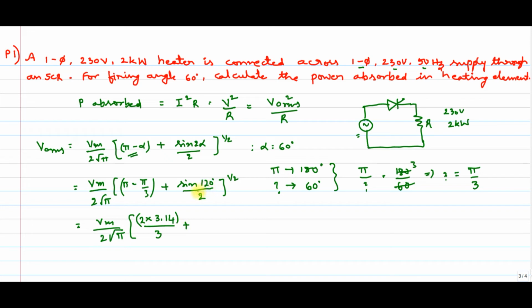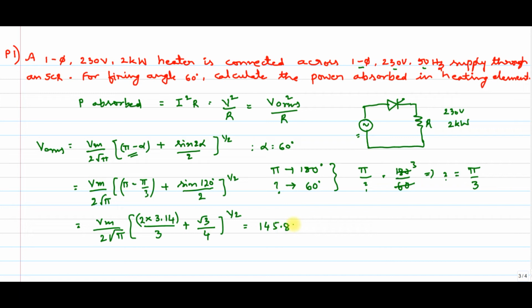Sine 120 value is root 3 by 2, again divided by 2, so root 3 by 4, whole power 1 by 2, and the answer will come around 145.87. Then how to find resistance R?